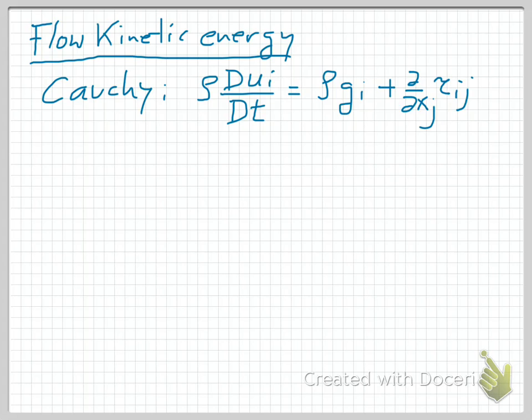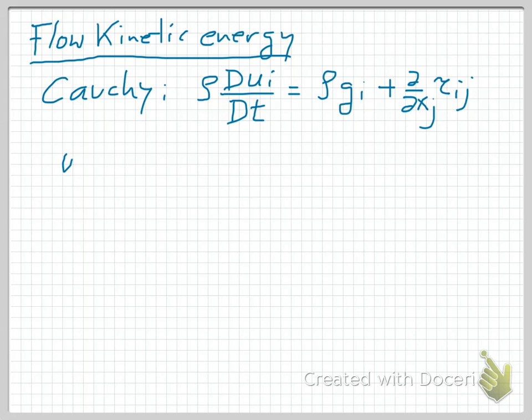It tells us that rho times the material derivative of the ith component of velocity is equal to the gravitational force, rho g_i, and then the surface force from the stress of surrounding molecules, which is the divergence of the stress tensor, ∂/∂x_j tau_ij. Now, to get an equation for the kinetic energy, we're going to dot this with the velocity vector itself.